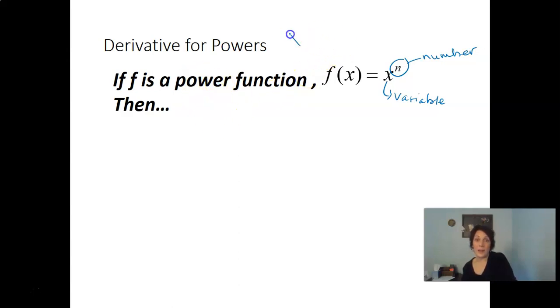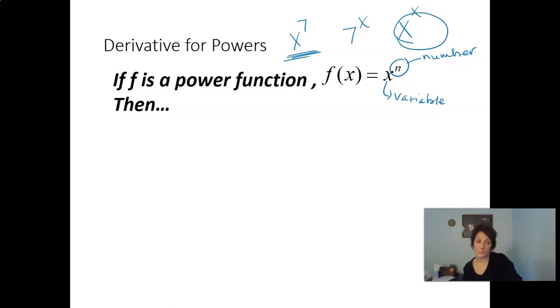So something like x to the 7th is a power function. 7 to the x is not a power function. That's an exponential function. And even more exciting, something like x to the x, that is not a power function either. Don't worry, we're going to do this. It's even more fun. This rule is exclusively for power functions. You need a variable base. You need a numerical exponent. If you have that, you get to use the power rule. And the power rule is straightforward.